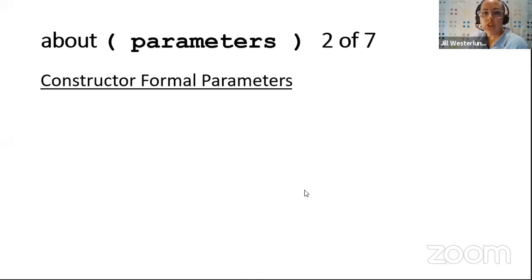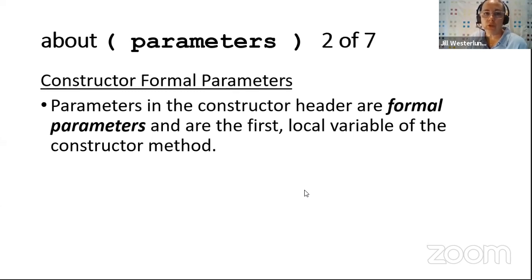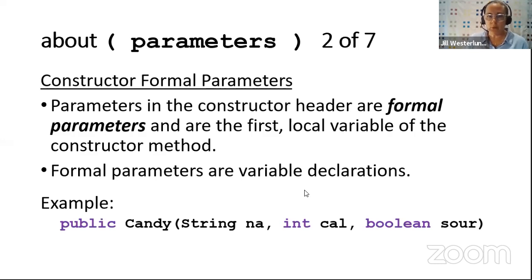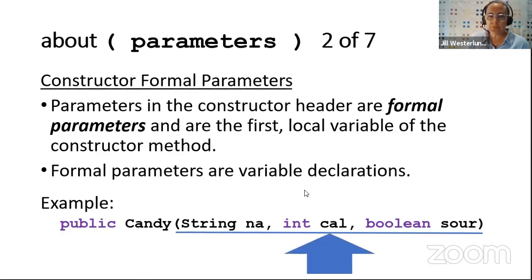So slide number 2 is just about constructor formal parameters. The constructor header that you see, and you're going to see some of those today, and I think there's an example on some of these slides, declares our formal parameters. Those also form the first local variable, and here is an example from some of the code that you're going to see today. There's a constructor for the candy class that will let us make candy objects. Each candy object is going to have a string, an int, and a Boolean, and that is its constructor header.